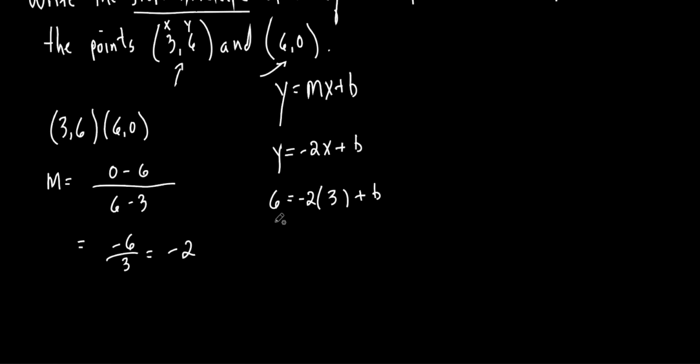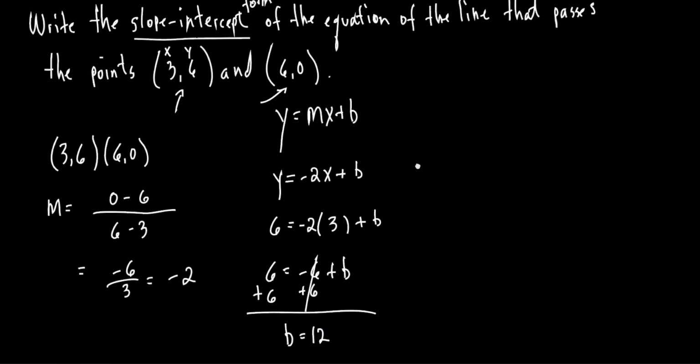Okay? So let's just do the math on this. Keep clicking this dumb button on this pen. 6 equals, what's that? Negative 6 plus b, right? Add a 6 to both sides. I'm going to do this kind of quick because it's just algebra. That cancels. So what's b equal to? 12.